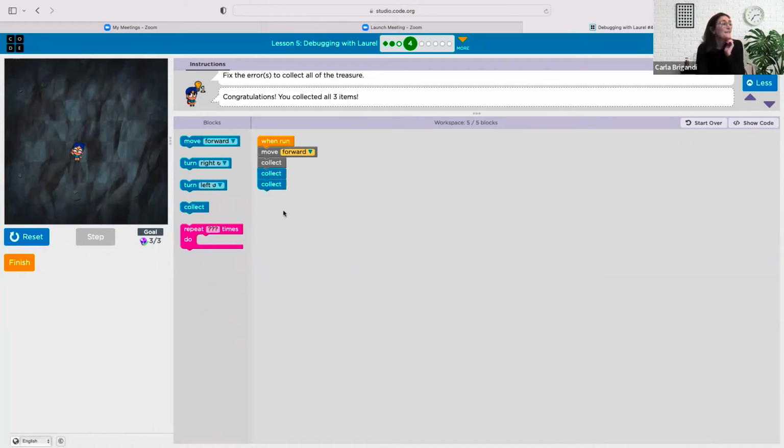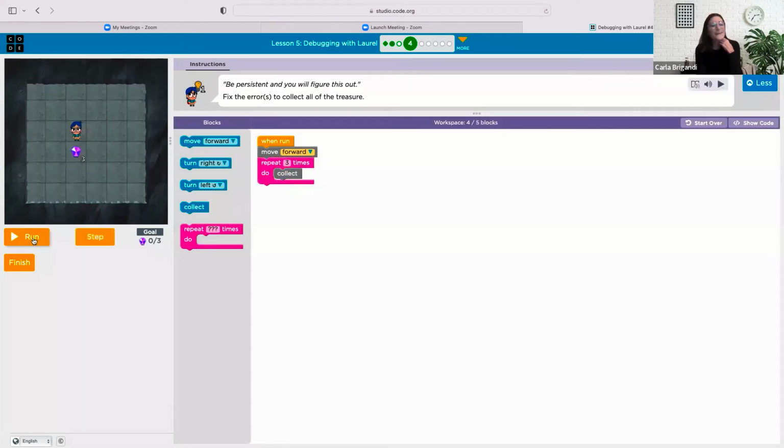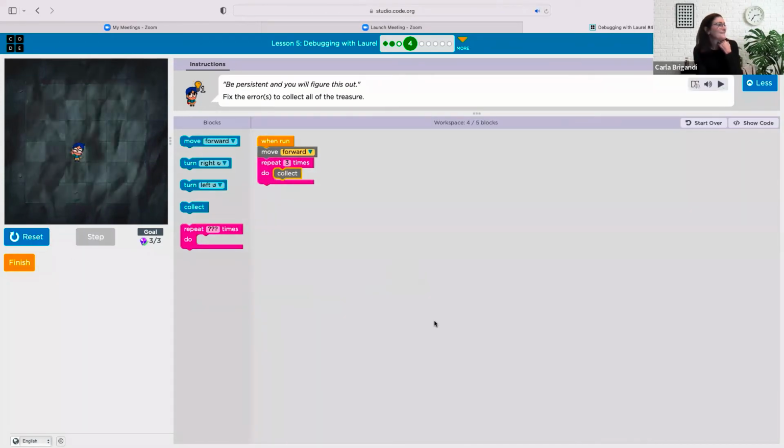Do I see something that can be changed? I do. I see a pattern. We have 3 collects. I'm going to change it to collect. I'm going to throw away my stuff. I'm going to reset it, and I'm going to go.